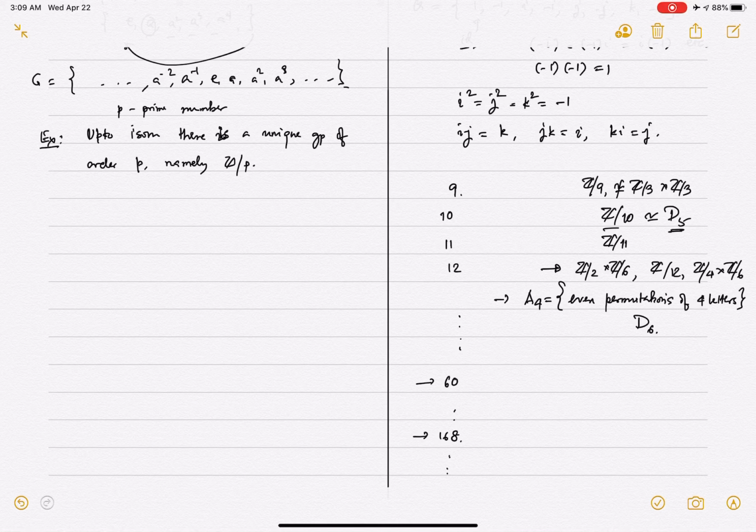Okay, we'll start with the permutation groups next time.